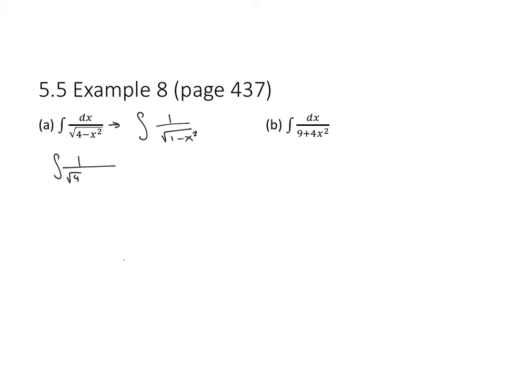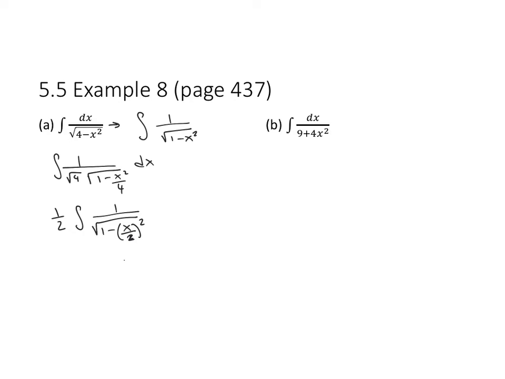So I get the square root of 4 that we're going to pull out, and that's going to leave me with the square root of 1 minus x squared over 4, and then dx. So that's going to become a 1/2 on the outside of the integral, because the square root of 4 is 2, and I'm going to pull that out in front. And then I want to write that so the whole thing is underneath the square, so that's x over 2 squared, because 2 squared is 4.